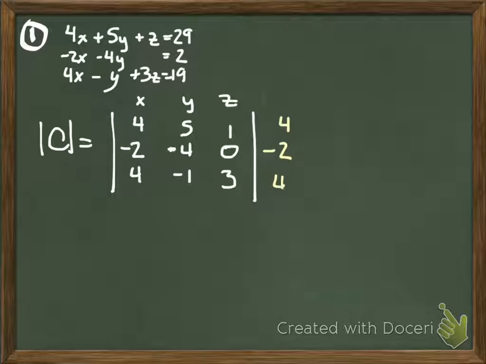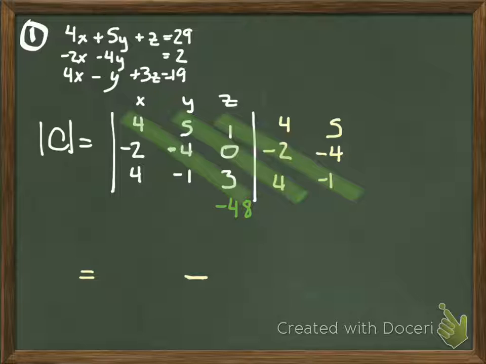When I was grading your determinants, several of you just had trouble copying, so be careful on that. Downs minus ups, the same way we've been doing. So let's find our downs. 4 times negative 4 is? Negative 16. Times 3? Negative 48.